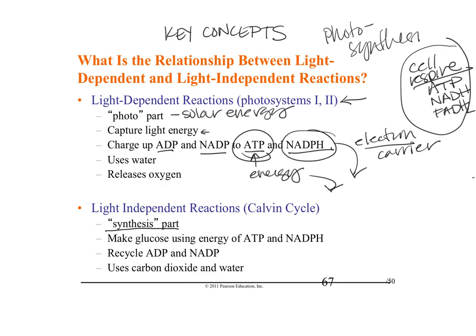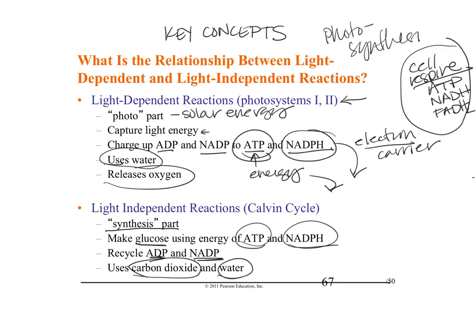This is where we synthesize stuff. We make glucose using the energy of ATP and the electron carrier NADPH. We recycle those. We use carbon dioxide and water. We use water here, and here's where we release oxygen. So what goes in, what goes out? Super important. Those are the kind of questions you're going to get.